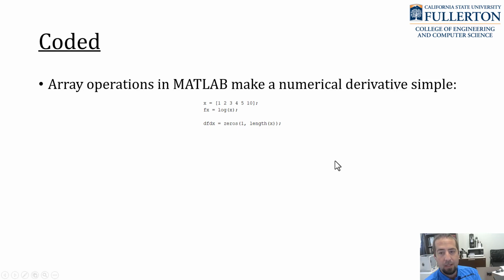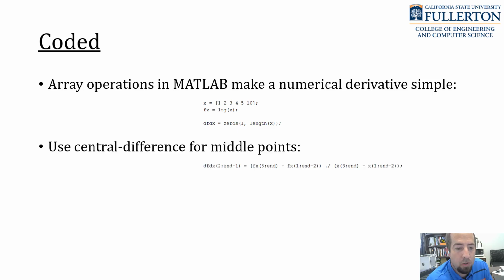Let's put this into MATLAB. So given some array x, given some array f of x, you can see I've used x as 1 through 10, and f of x is the natural log of x. But it can be any arbitrary x and f of x arrays. We will initialize our df dx array as a collection of zeros to start with, and we want to fill that in. Let's use the central difference for the middle points.